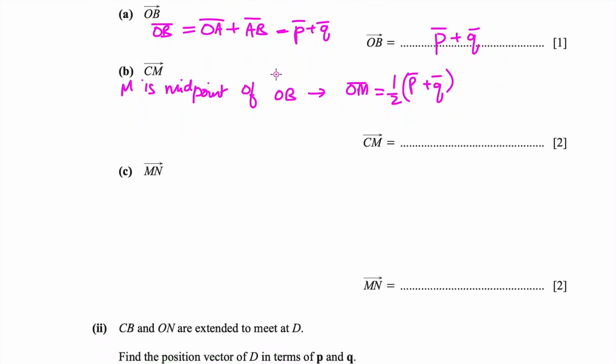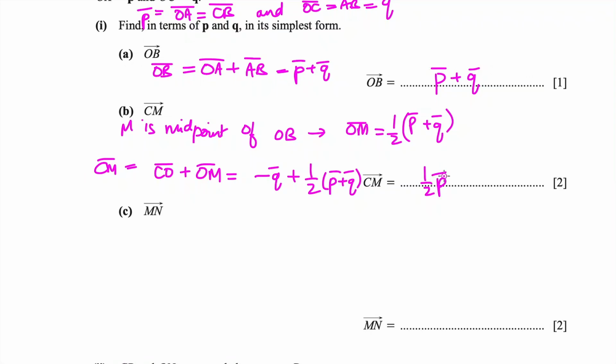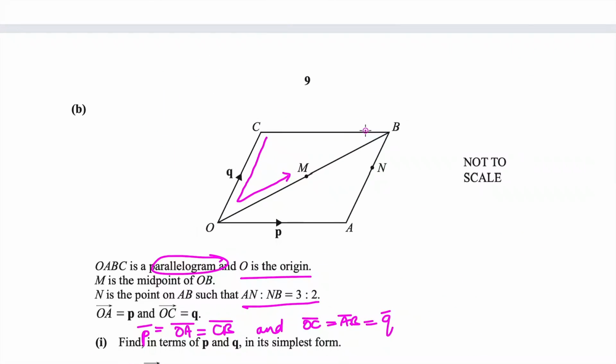Okay. So now what I can write is CM bar is equal to CO bar plus OM bar, and CO bar is nothing but minus Q bar, as I am going against Q, plus half into P bar plus Q bar. So CM bar is nothing but half into P, half into Q minus Q. So minus half into Q. That is the final answer. Now, third point, they are asking us about MN.